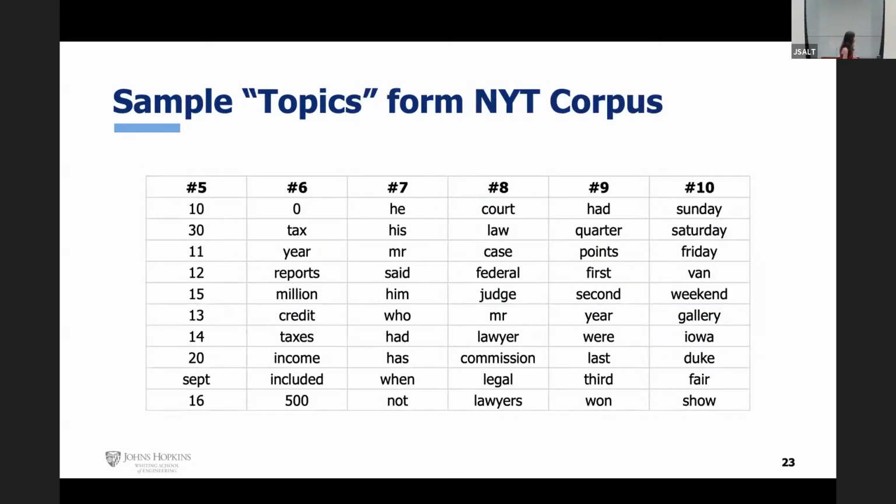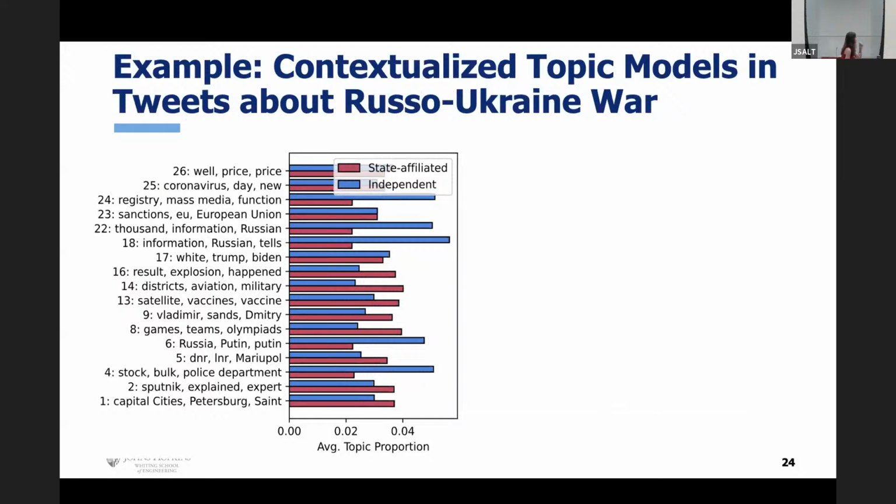So let me skip over this one and get to some of the results. This is the output of a contextualized topic model over the data set that I described earlier: social media posts made by state-affiliated or independent news outlets in Russia. We set the number of topics to 30. I'm not showing you all 30 because you can't read that much. The coloring indicates the average proportion of this topic in each document in each of these two corpora. So if the independent bar is higher, that means the topic was more prevalent in the independent news outlets.